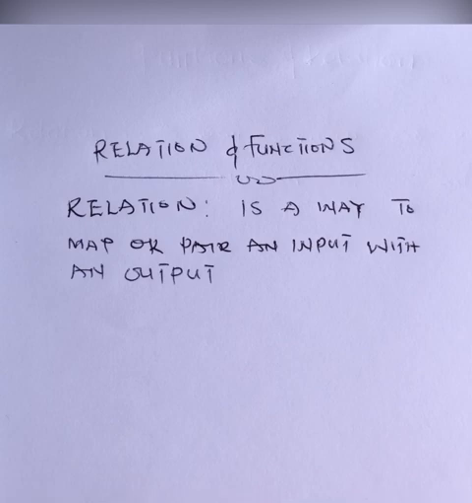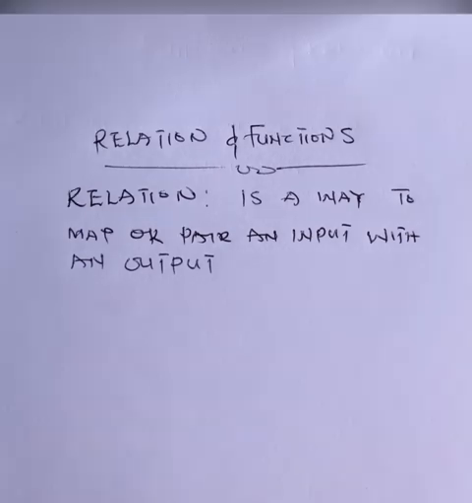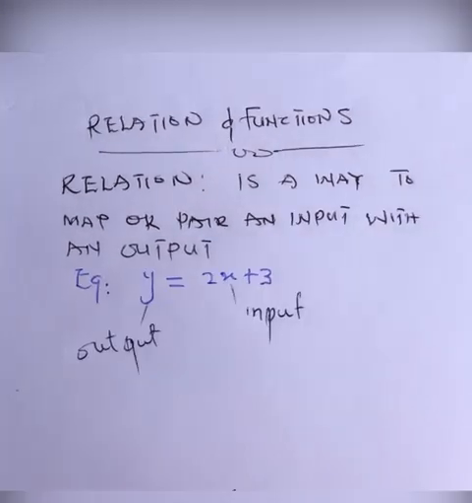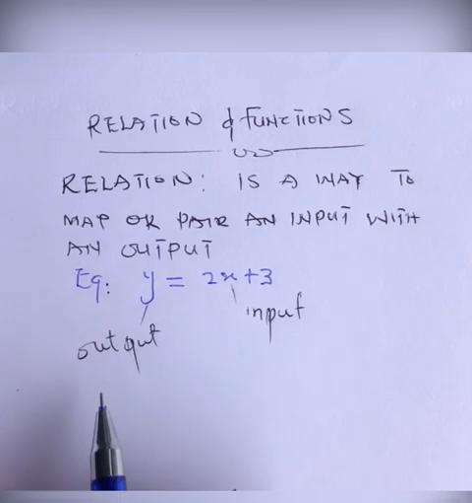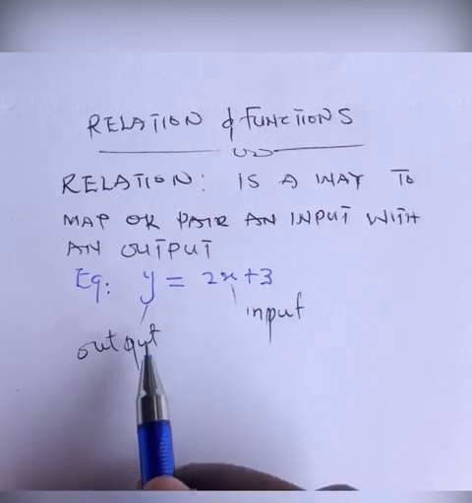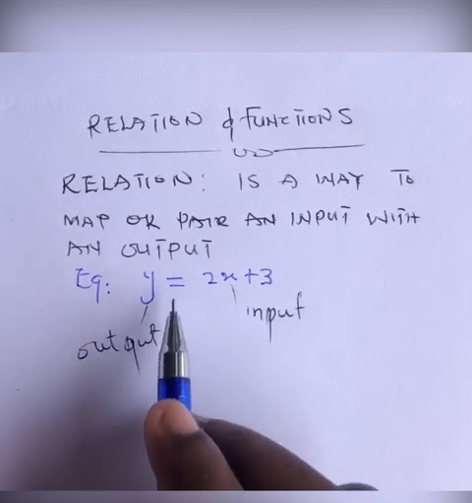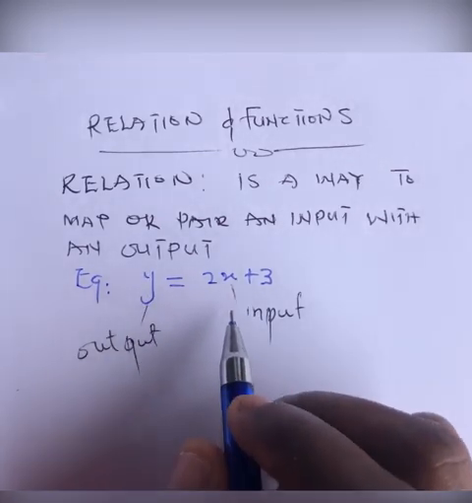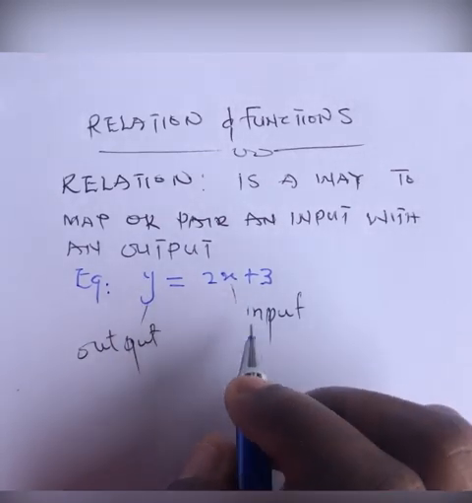Today we are going to look at relations and functions. So we know that a relation is a way to map or pair an input with an output. So let's look at how to pair an input with an output. When we say the output, we are talking about the y value here, and when we say the input, we are talking about the x value.